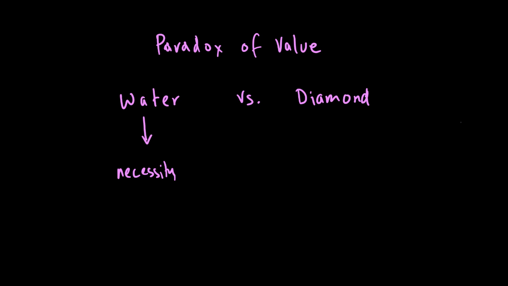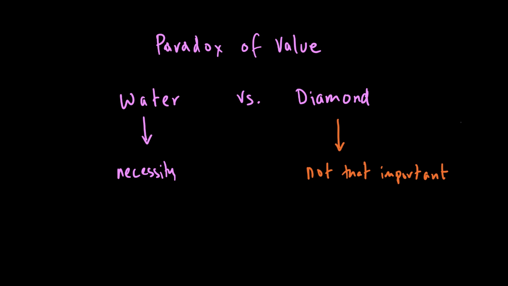If you look at water, water is very, very important for our survival. We say it's a necessity. So it's something which, if you don't have it, you are willing to pay much more for, because it's extremely important for us. But when you look at diamonds, they are not so important for our survival, because if I don't have a diamond, I can still live my life, right?